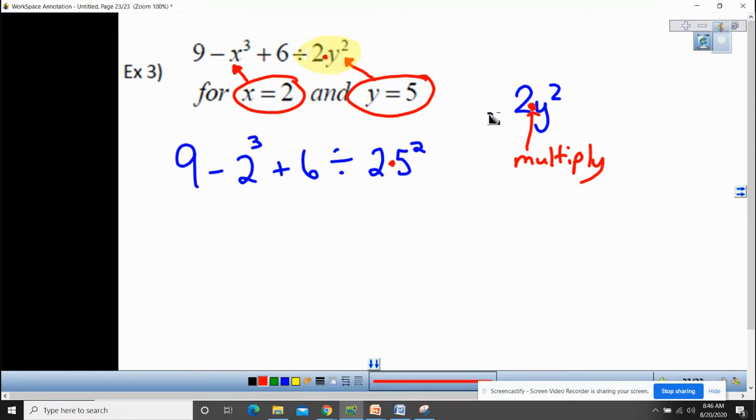And some things in math are hidden. So if you haven't been good at math, maybe you never knew that when someone on a paper just writes 2y squared, it means 2 times whatever y squared is going to be. So you have to add the multiply.